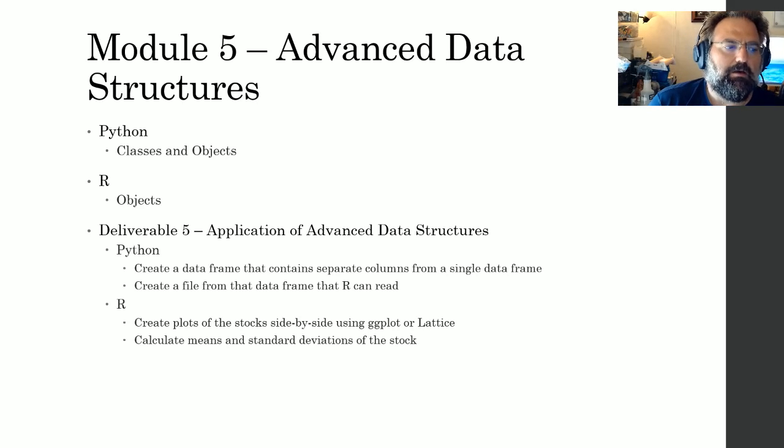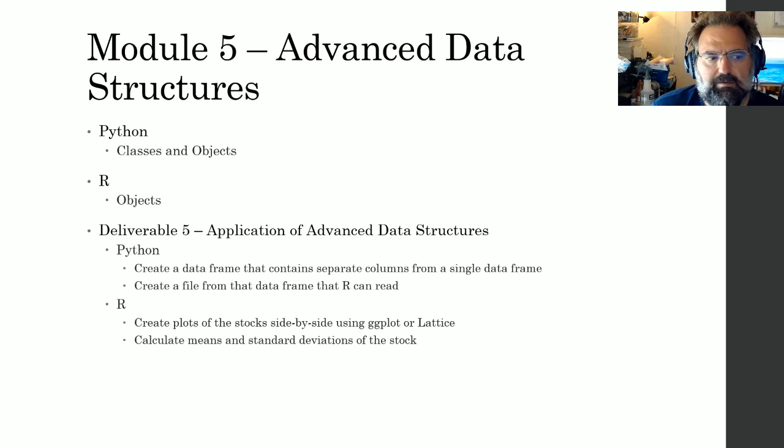So in Python we have things like classes and objects. We'll talk a bit about those. R, typically you deal more with objects. And then we'll talk about deliverable 5, which is centered on the application of advanced data structures to a problem.